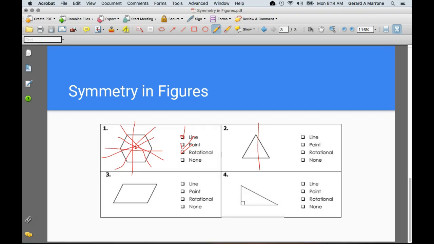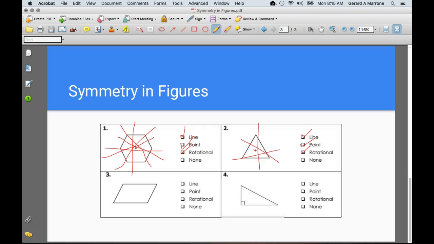I can draw in line symmetry through the middle of each vertex. Those lines are not very good. I apologize for that, but we do have line symmetry. If I were to put a point in the middle, we could rotate this using point symmetry. And if I rotate it less than 360 degrees, rotational would work.